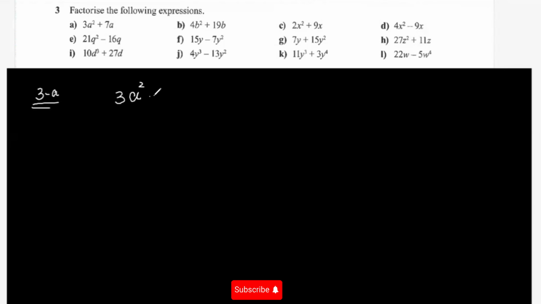3a square plus 7a. Again, we have two terms in this expression. This first term we can write as 3 times a times a, and the second term is 7 times a. In the first term, there are three factors: 3, a, and a. In the second term, we have factors 7 and a. So it means a is a common factor.